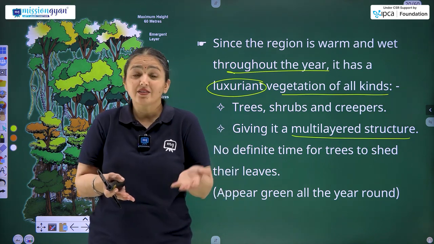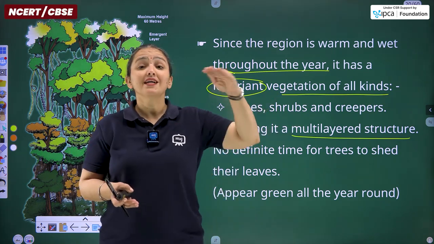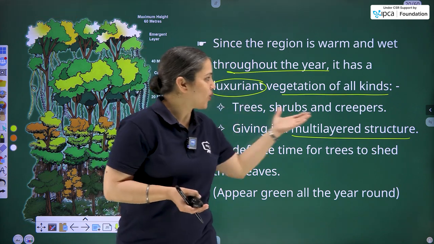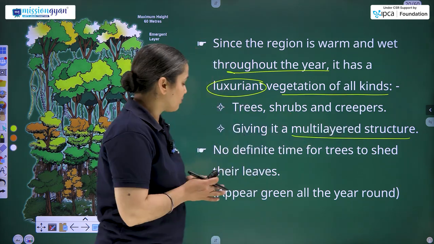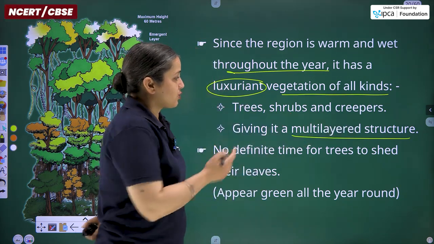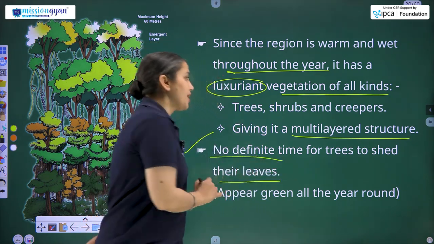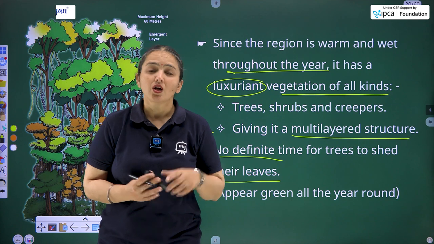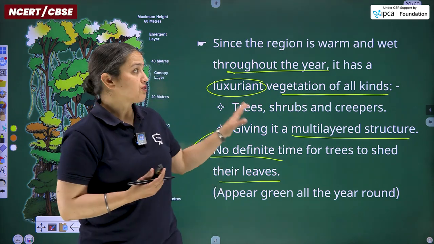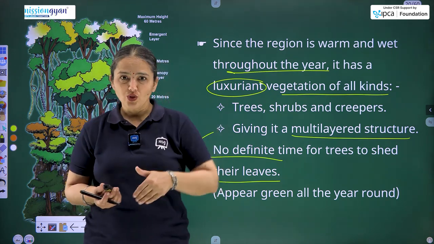As they are dense, so they are multi-layered, comprising all the variants of the vegetation. No definite time for trees to shed their leaves. So there is no definite time period in these evergreen forests when the trees present in these forests shed their leaves. They do shed their leaves.